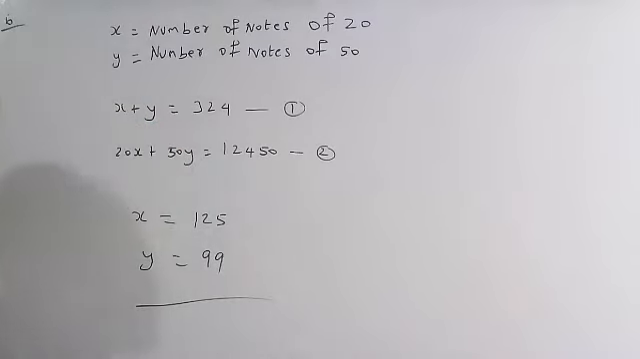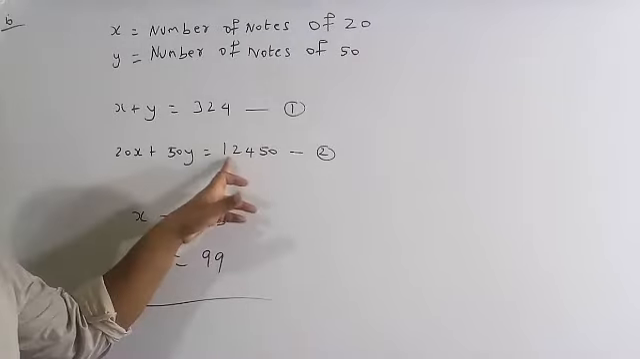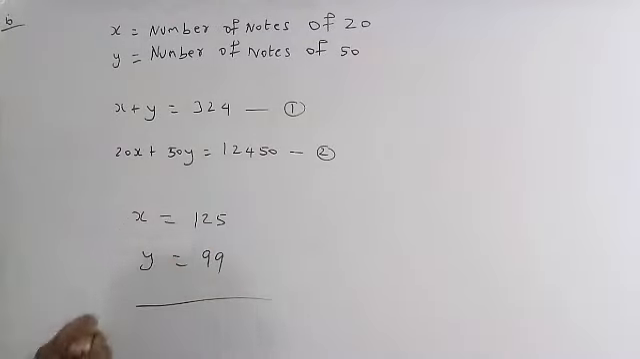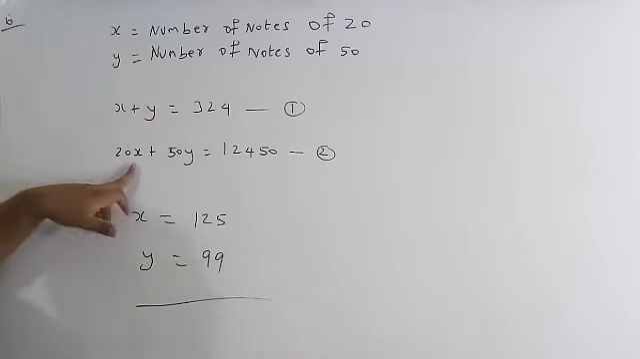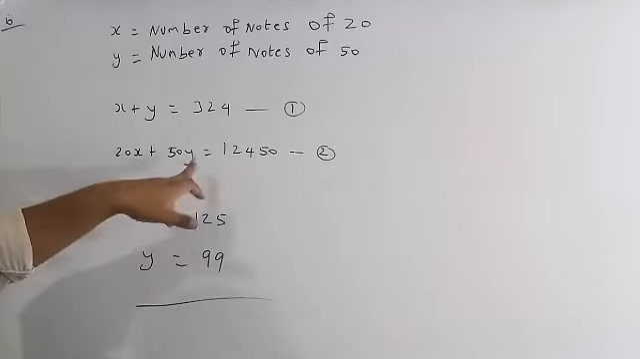And in the second equation, they have given that the total summation of this money is 12450. The total summation is 20 into x plus 50 into y. So here 20 rupees into the number of notes x of 20, and 50 rupees into the number of notes y of 50.